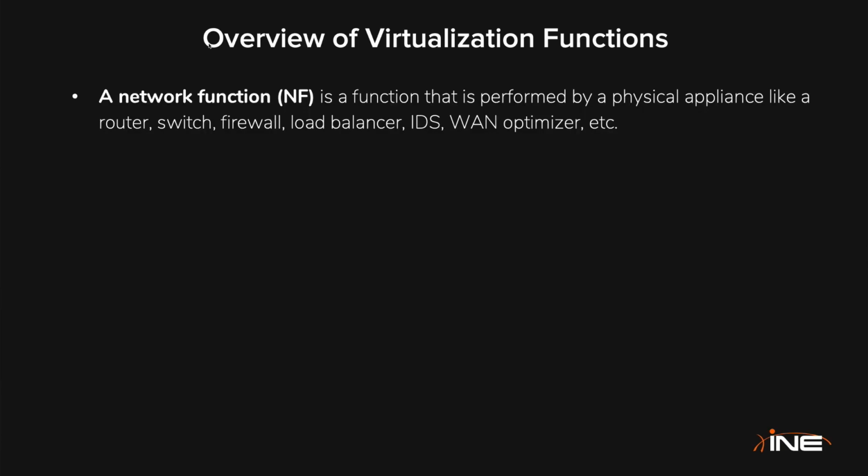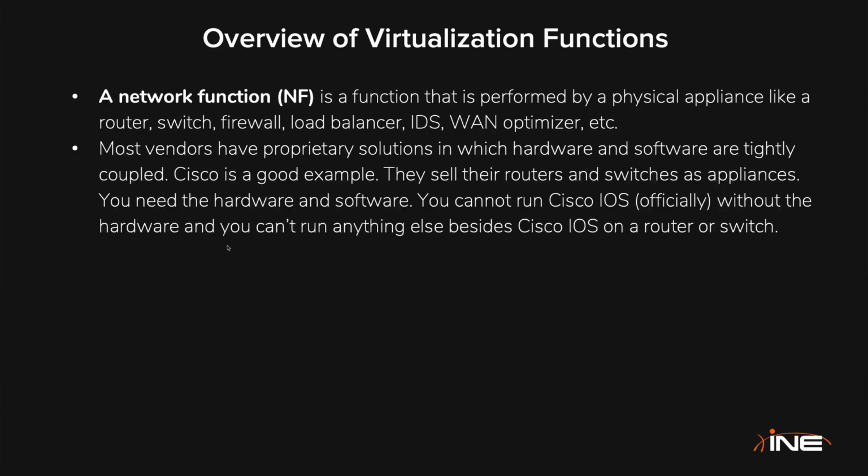Now, a network function is basically a function that is performed by a physical appliance like a router, switch, firewall, load balancer, IDS, or a WAN optimizer. So anything which is done by a physical device is basically a network function. Most vendors have a proprietary solution in which hardware and software are tightly coupled together. Cisco is a good example of that. They sell routers and switches as appliances.